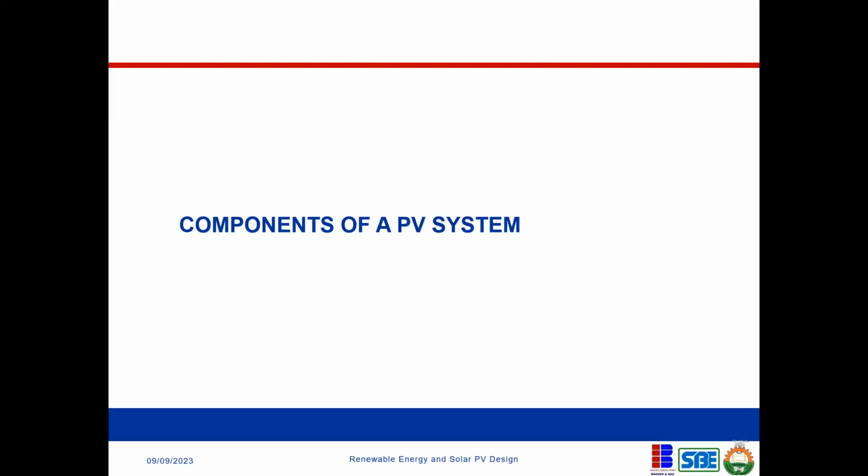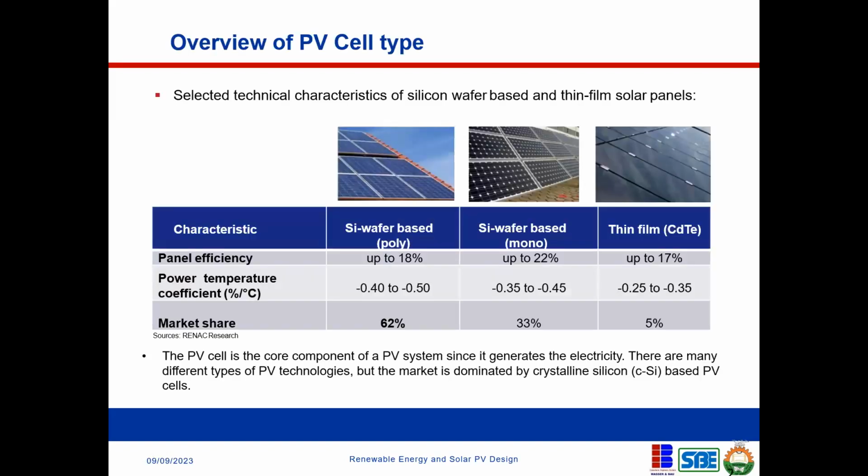So let us look at the components of a PV system. We're going to start from the primary component here, which is the solar panel. These are selected technical characteristics of silicon wafer-based and thin film solar panels. We have different kinds of solar panels, and chief among them are the silicon wafer-based and the thin film. On the silicon wafer-based solar system, we have the polycrystalline and the monocrystalline. Some of us who are already familiar with this know that monocrystalline is better than polycrystalline in terms of panel efficiency. So monocrystalline has a higher efficiency.